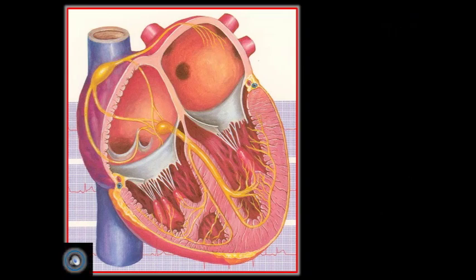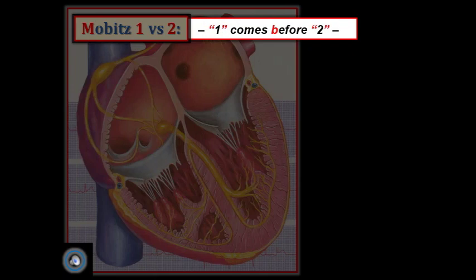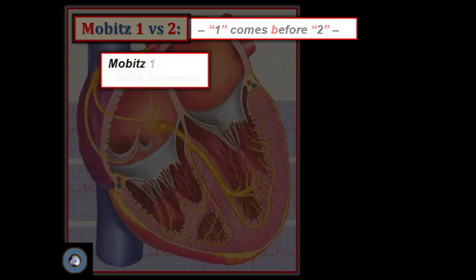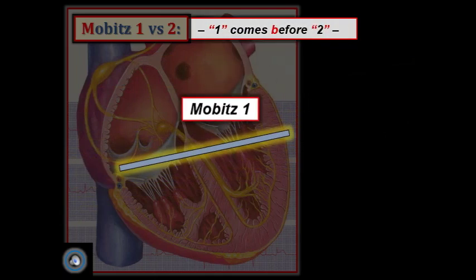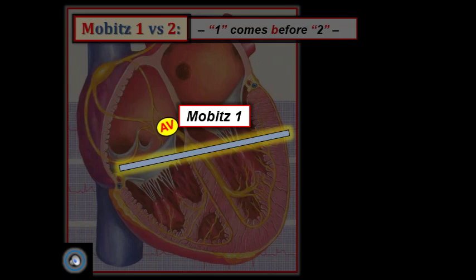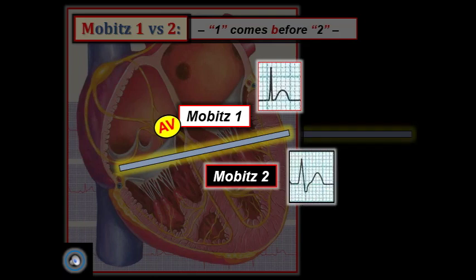So, to summarize key differences between Mobitz I and Mobitz II forms of second-degree AV block, remember, as a memory aid, that 1 comes before 2. So, Mobitz I is much more common than Mobitz II. As to the level of the block, 1 comes before 2. So, Mobitz I generally occurs at a higher level within the conduction system, usually from within the AV node. As a result, the QRS complex tends to be narrow with Mobitz I. In contrast, Mobitz II occurs from lower down in the conduction system, which is why the QRS is usually wide.